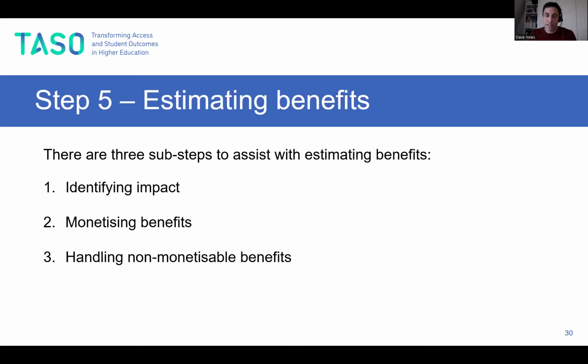And then thirdly, there might be some situations where it's not possible to monetize a benefit, which we call non-monetizable benefits. So we show a way that those broader non-monetizable benefits can be included within the cost benefit analysis framework. Then in the next few slides, I'll go through these sub-steps in turn.